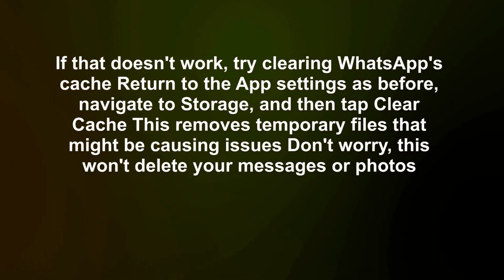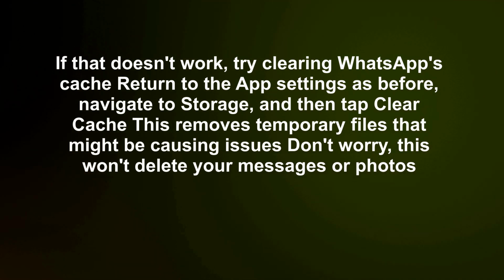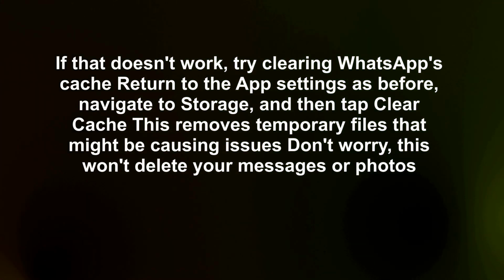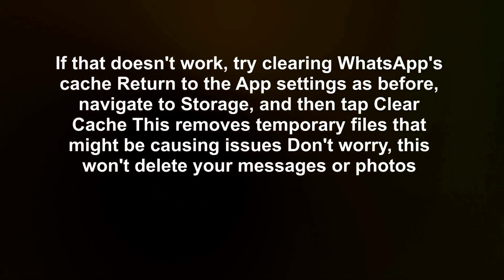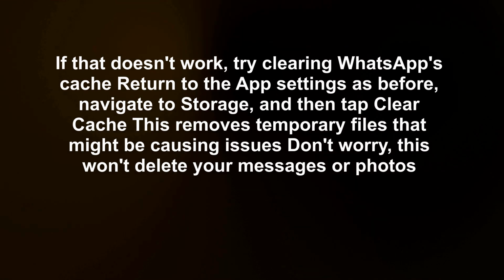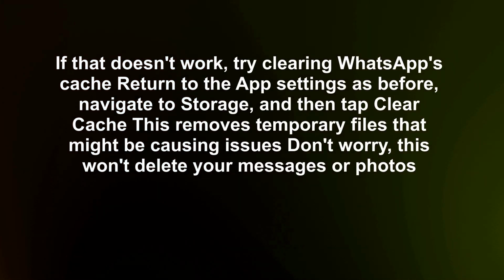If that doesn't work, try clearing WhatsApp's cache. Return to the app settings as before, navigate to Storage, and then tap Clear Cache. This removes temporary files that might be causing issues. Don't worry, this won't delete your messages or photos.